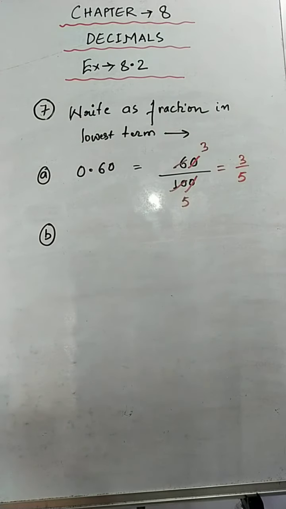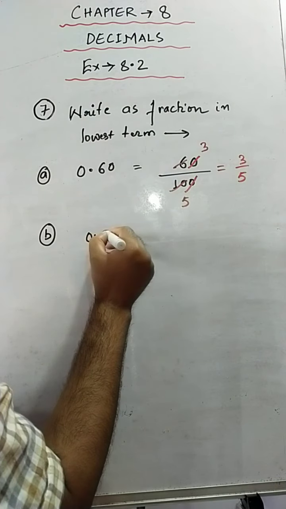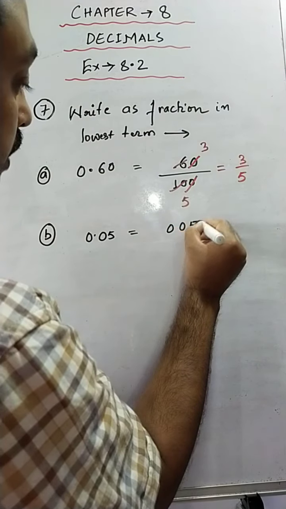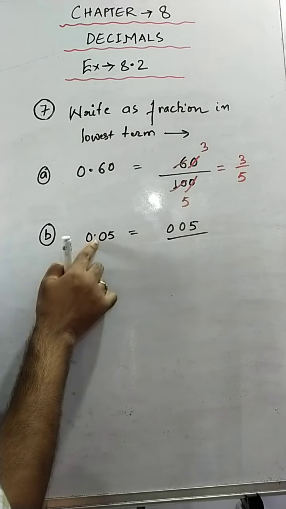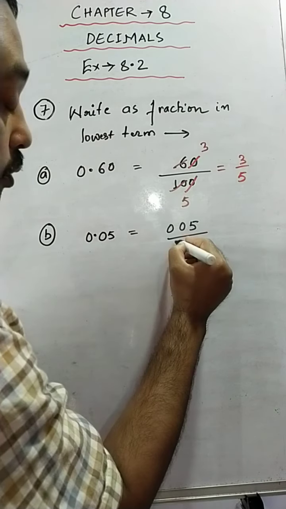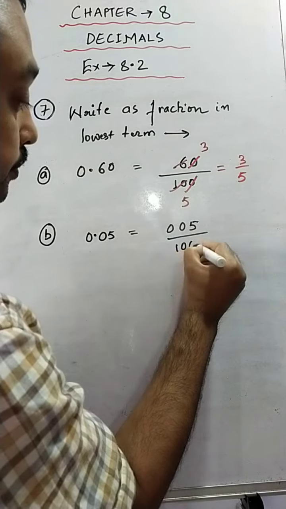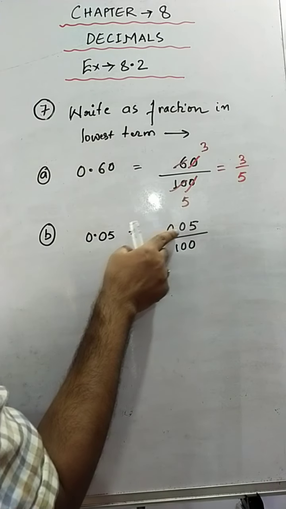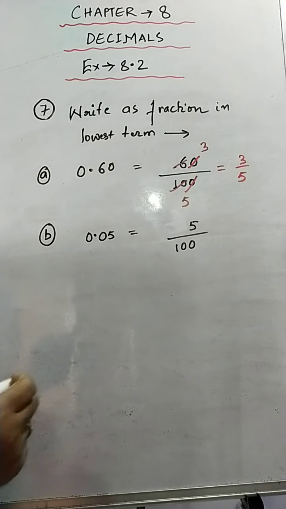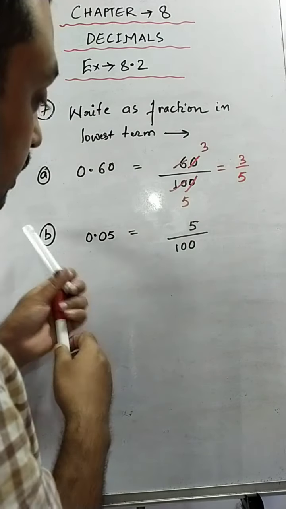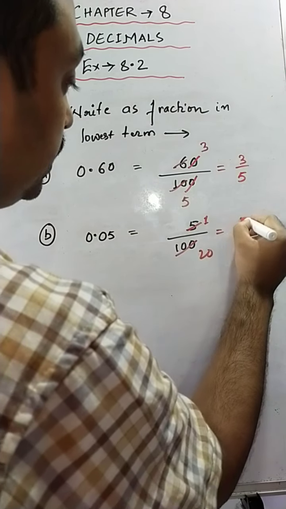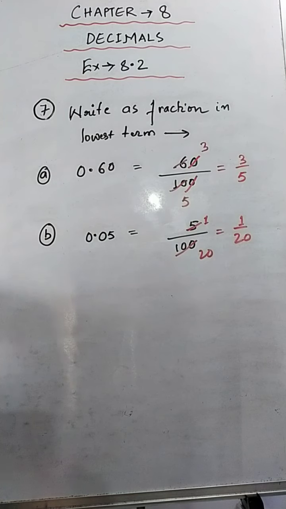Sum number B we have 0.05. So again we'll write this entire number 005. Now how many digits are there on the right hand side of the decimal? So we have 2. So again we'll divide it by 2 tens. That means 100. Now carefully observe that this 0 again doesn't have any value, so it's not required to write. Okay, so 5 by 100 means you have to again reduce it. So 5 ones are 5, 5 20s are 100. That means 1 by 20.